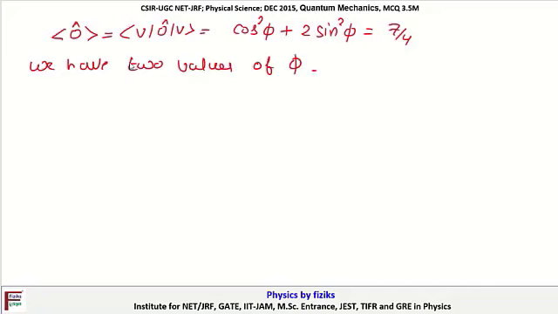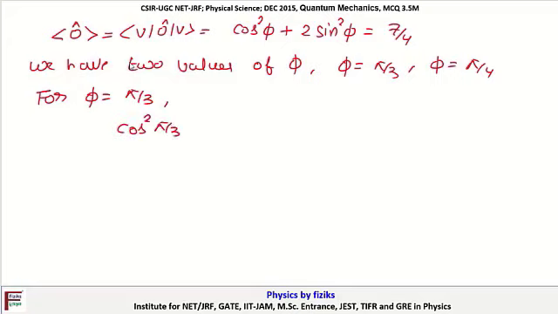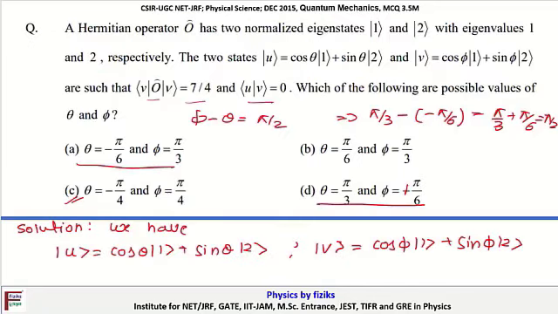Now we have two values of phi, that is phi equals pi by 3 and phi equals pi by 4. However, for phi equals pi by 3, cos squared pi by 3 plus 2 sin squared pi by 3 equals 1 by 4 plus 2 into 3 by 4, which equals 7 by 4. Thus, our option A is the correct answer.